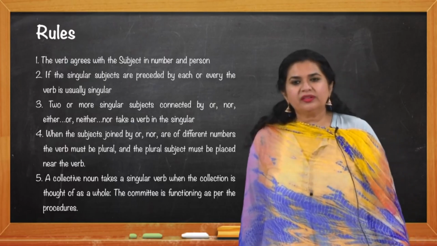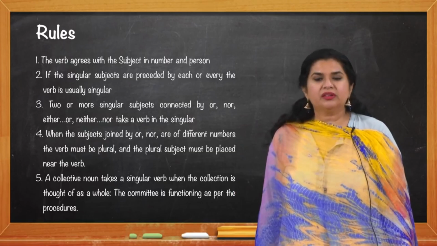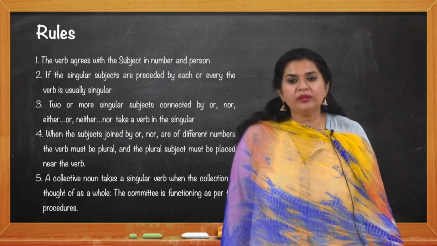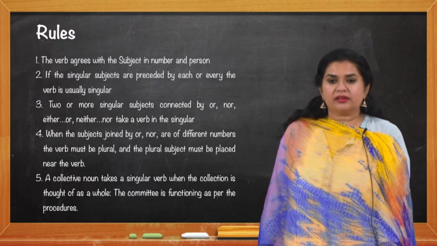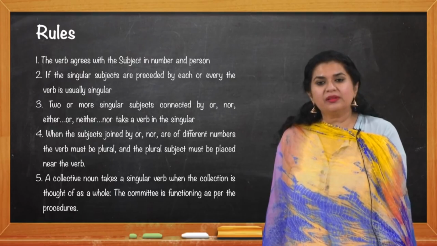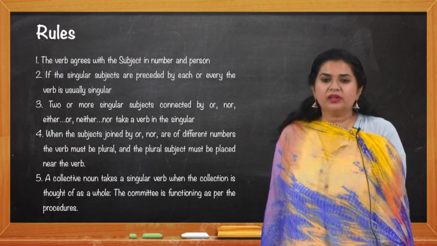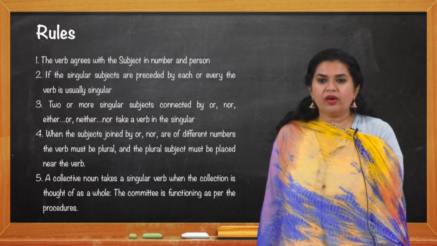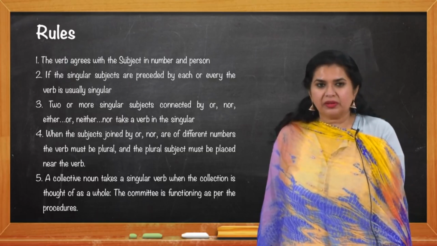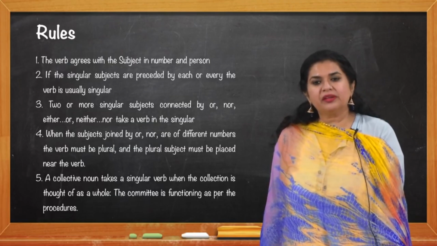Two or more singular subjects connected by or, nor, either-or, neither-nor take a verb in the singular. This is also important to remember. When the subjects joined by or, nor are of different numbers, the verb must be plural and the plural subject must be placed near the verb. This is also extremely important. Remember that the verb must be plural, and the plural subject must be placed near the verb.